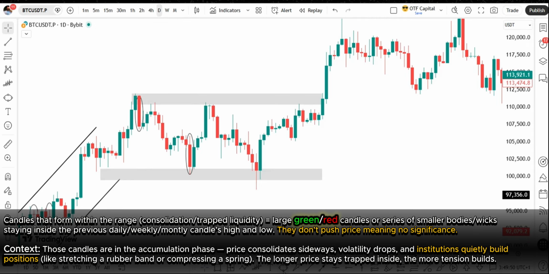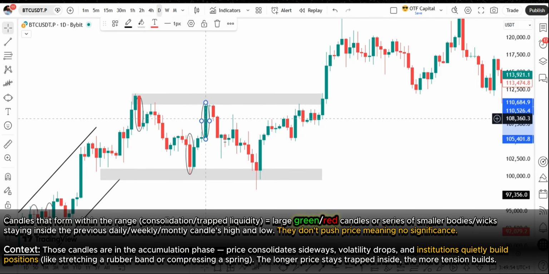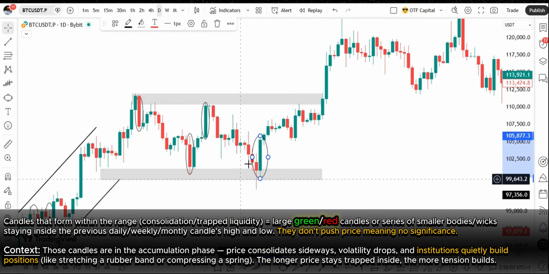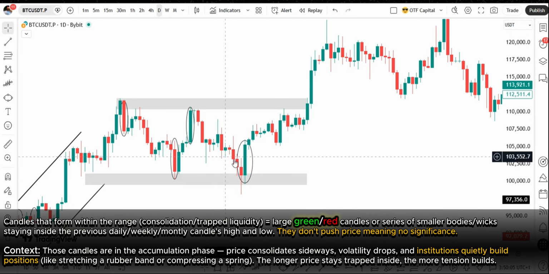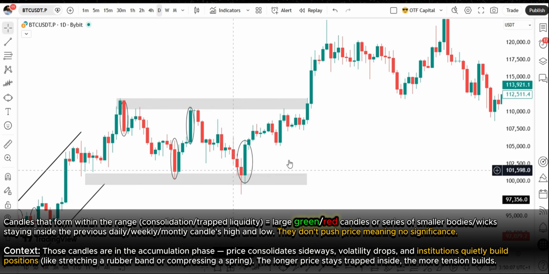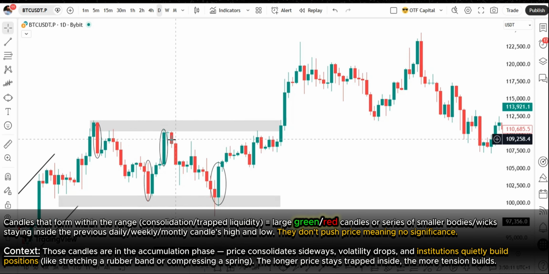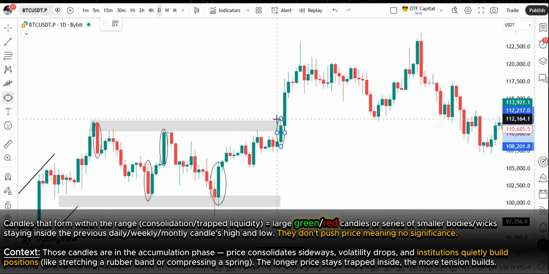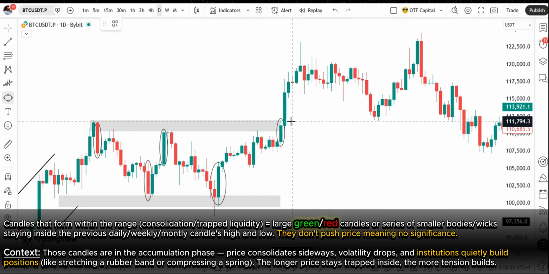All the large body candles, whether green or red, that are forming within the confines of this range, the support and the resistance, don't have significance like the ones that happen out of the range. These are the two large body candles that happened out of the range.